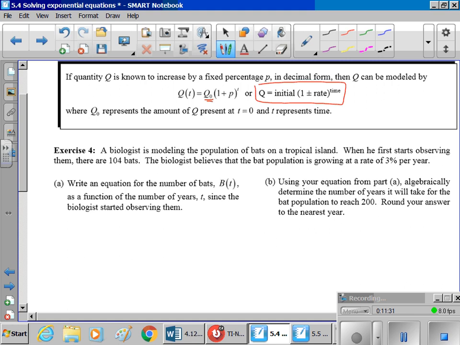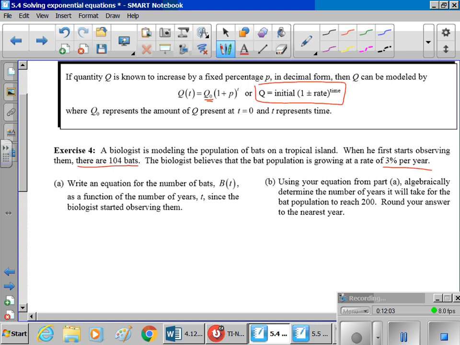So exercise 4. A biologist is modeling the population of bats on a tropical island. When he first starts observing them, there are 104 bats. So, bam, there's my initial. The biologist believes that the bat population is growing at a rate of 3% per year. So already I know that we're talking about exponential because they're talking about an initial, they're talking about rate, and they're talking about time.